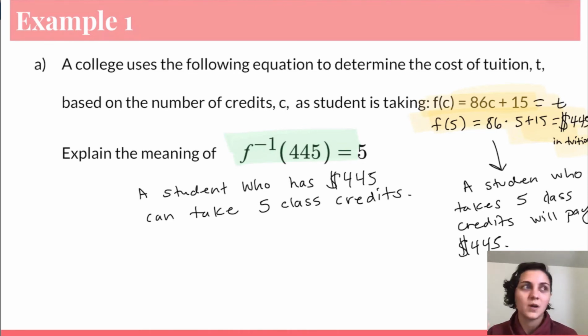So we've switched what is deciding for us what's happening. So in the yellow original equation, the independent variable was how many credits you want to take, and in the green inverse equation, the independent variable is how much money do you have. Both equations are good. They're just thinking about it a little differently.